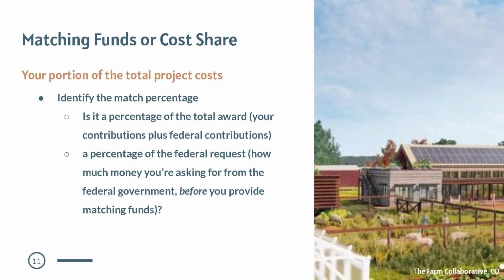million. In this scenario, you are required to demonstrate at least $250,000 in match if you are asking for $1 million. Always make sure you understand which of these match structures a grant is asking for, as not properly meeting your match requirements is one of the most common ways grants are rejected.